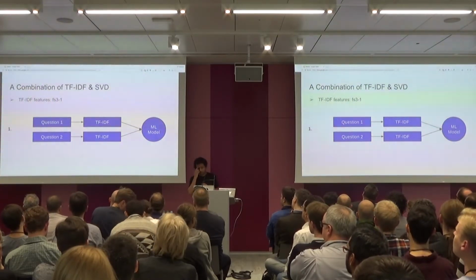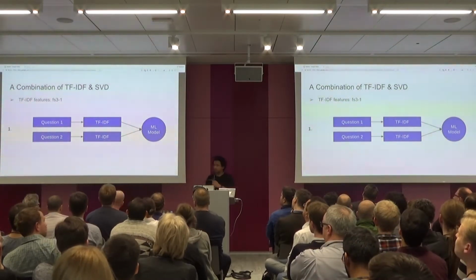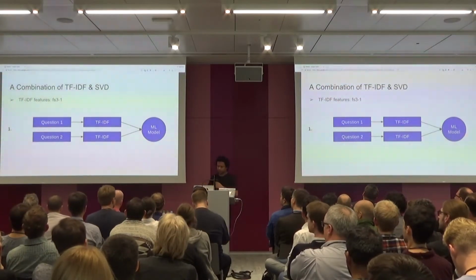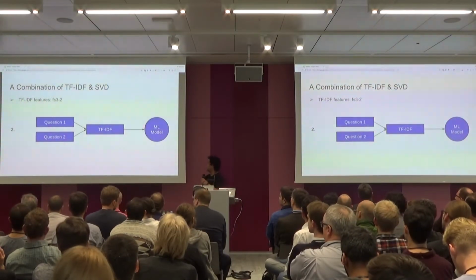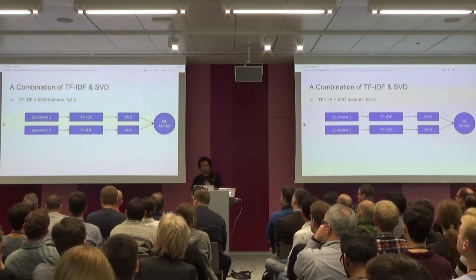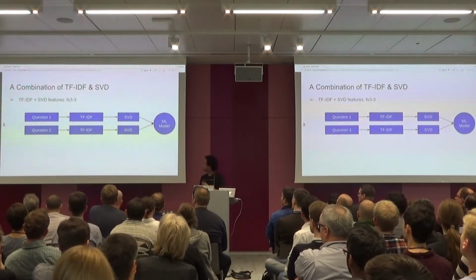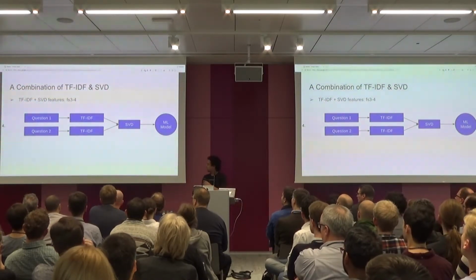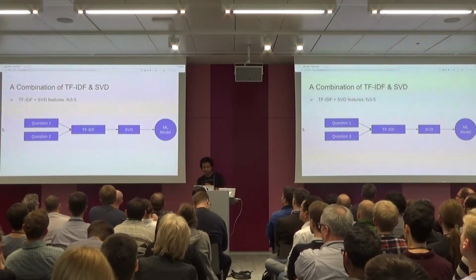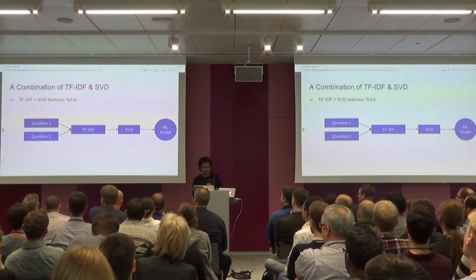The third set of features is a combination of TF-IDF and SVD. You have questions, you have the TF-IDF features for both the questions, and you feed it into a machine learning model. The second one is similar, but just the TF-IDF to the machine learning model. And then we have SVD features separately, then combining the TF-IDFs and SVD. And finally, the last one, questions concatenated and fed to TF-IDF, followed by SVD decomposition.